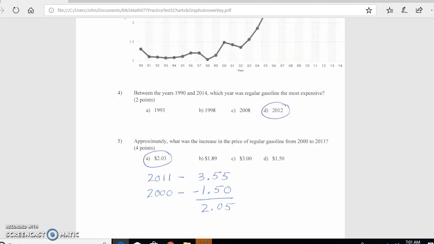And to find the increase, what was the increase in the price of regular gasoline? We're going to subtract the year 2000 from the year 2011. We're going to subtract $1.50 from $3.55, and we get $2.05 is the increase. And the closest answer is letter A, which is what we'll pick, $2.03. It's hard to be exact with a chart like this.